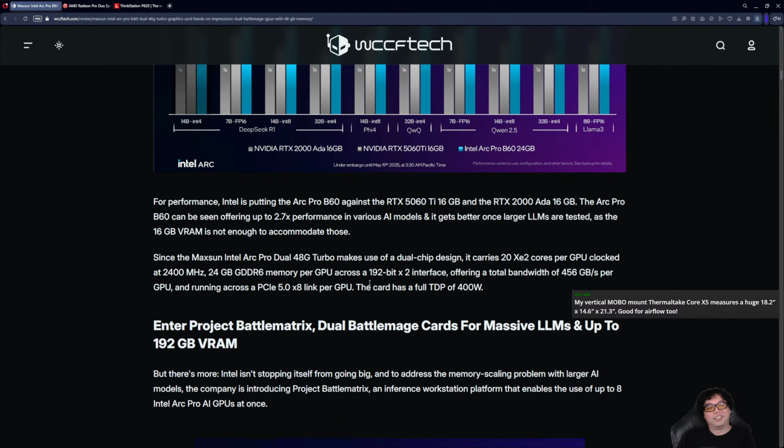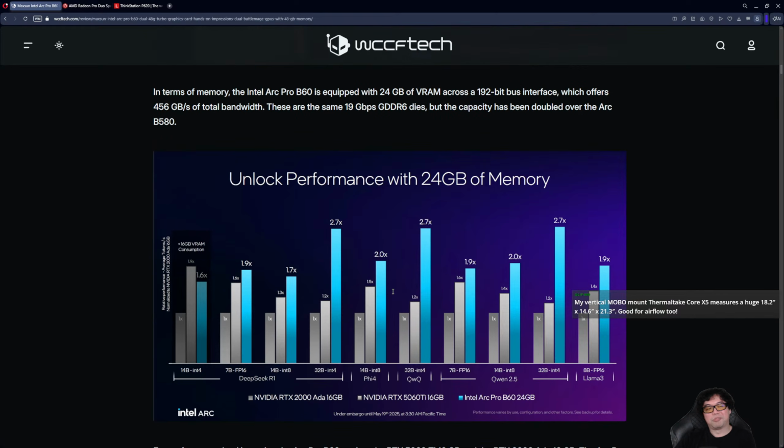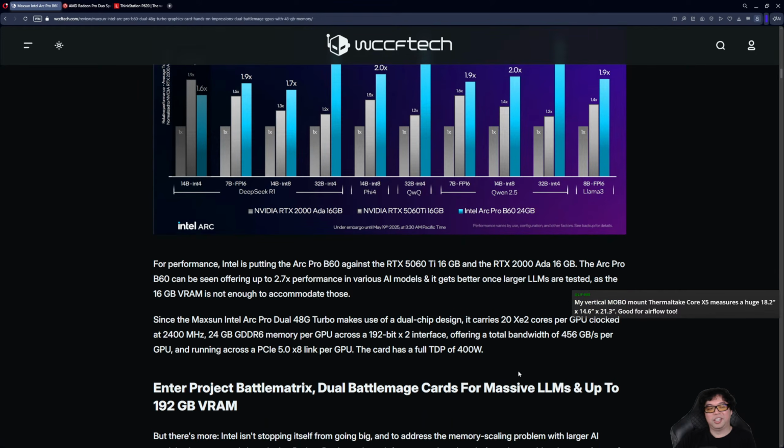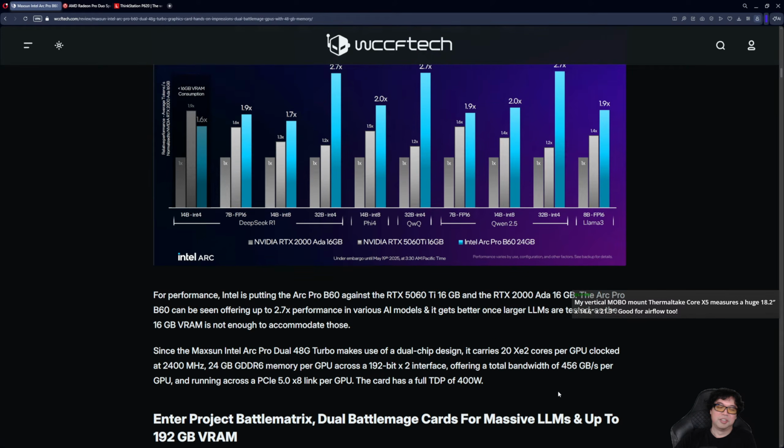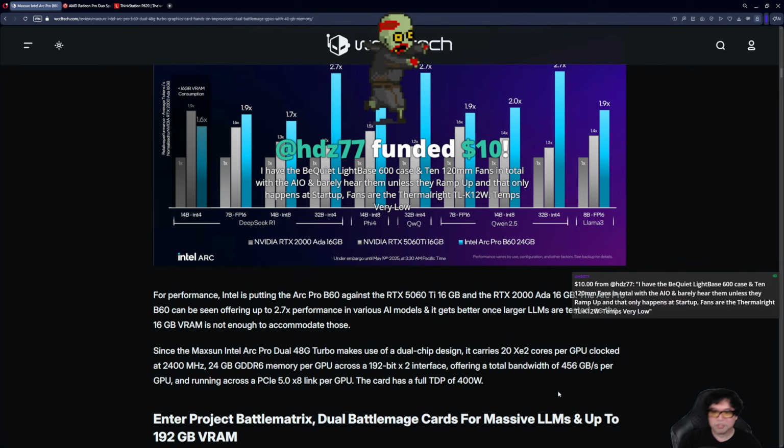Now, granted, pretty much unless you're using AI, it's never gonna pull 400 watts. Because if you try to fire up a game with the dual Intel GPU, the second chip is not going to do anything. It's just going to sit there and do nothing, basically. So it's only going to be like 200 watts.